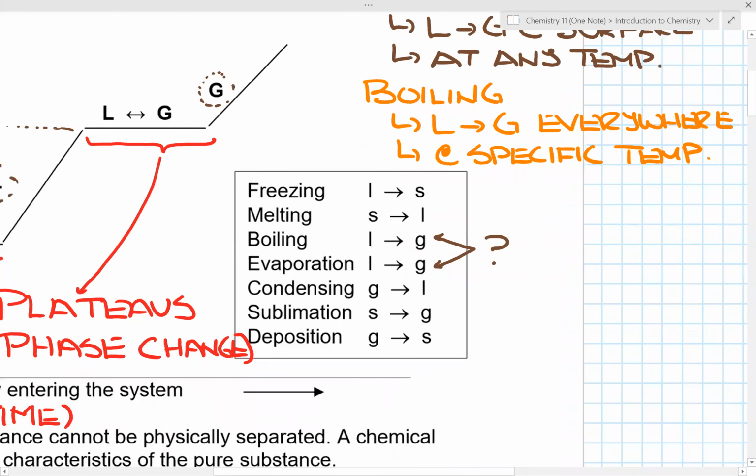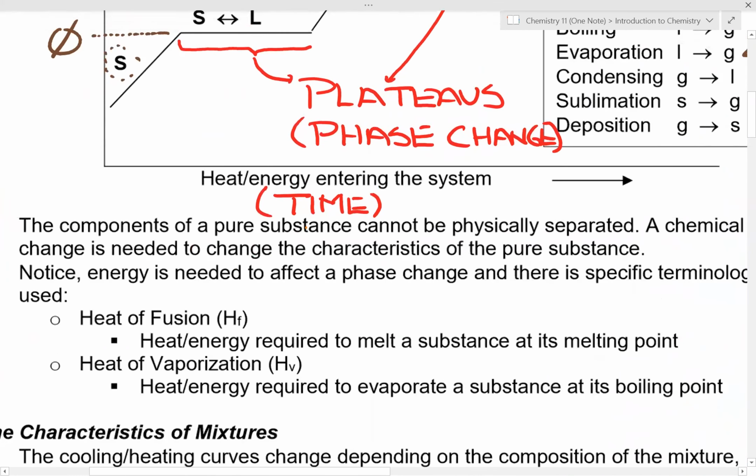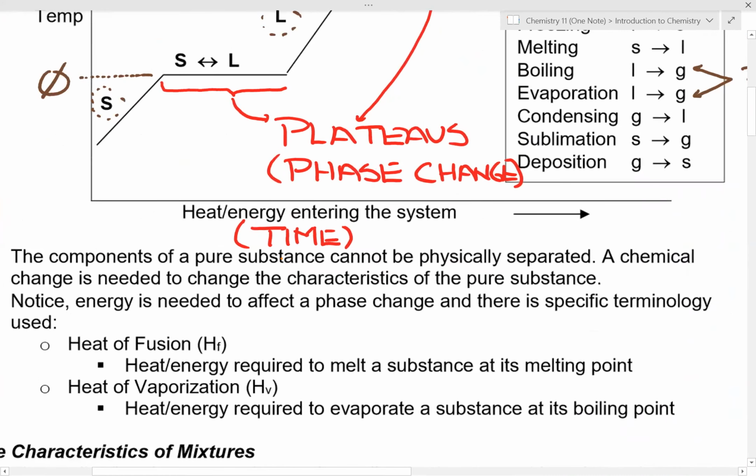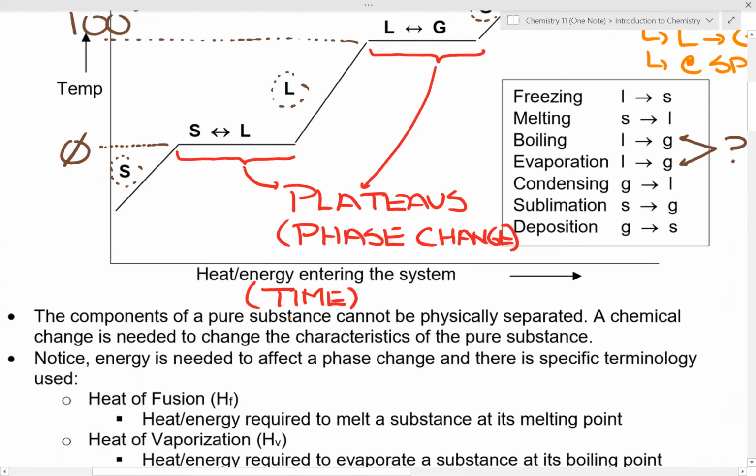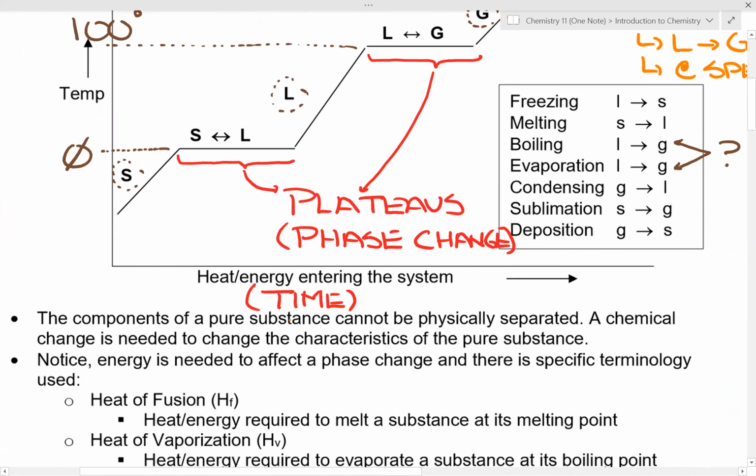Now, there are two phase changes that some of you may not be familiar with: sublimation and deposition. Sublimation is solid to gas and deposition is gas to solid. Now, the components of a pure substance cannot be physically separated, and a chemical change is needed to change the characteristics of a pure substance. So in this case, when you're boiling water, you're not changing the chemical characteristics of water. It's just going from liquid to gas or from solid to liquid. The characteristics stay exactly the same. So this is why we call it a physical change.